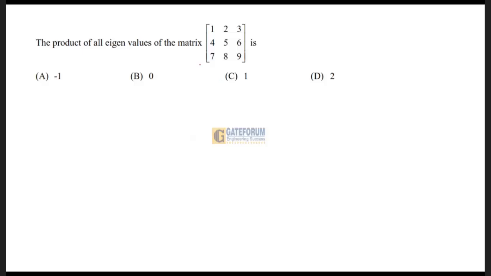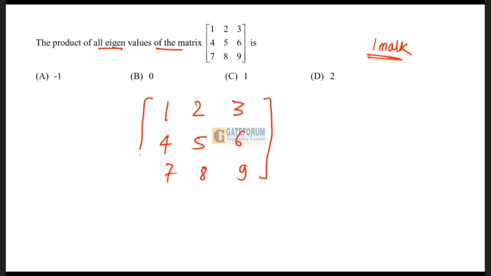The following question was asked from matrix and the question was asked for 1 mark. The question is: the product of all eigenvalues of the given matrix is. Here we need to look very carefully at the matrix. It is 1 2 3, 4 5 6, 7 8 9, and this is a very famous matrix, and you can say that linear dependence is there.